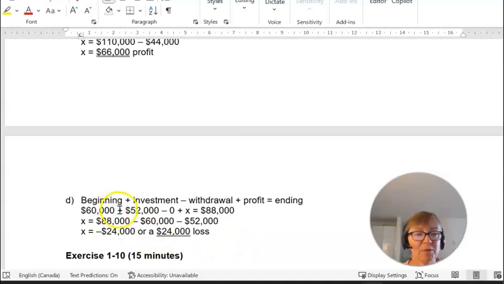Again, the beginning was 60,000. We know the investment was 52,000. No withdrawals. X represents our profit because we don't know what that is, but we know we have an ending of 88,000. So 88,000 minus the 60,000 minus the 52,000 gives us a loss of 24,000.